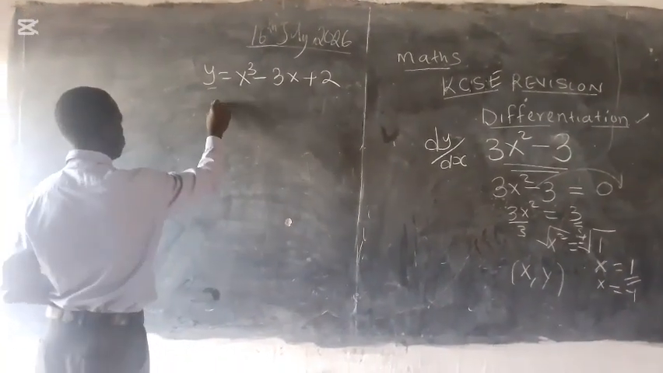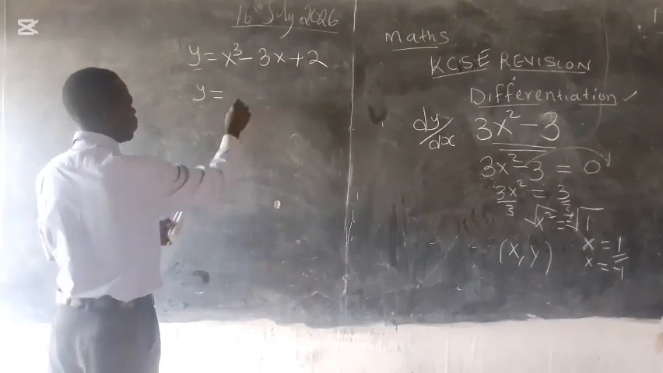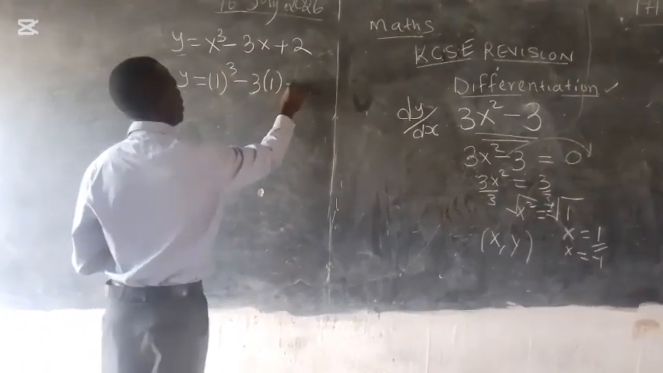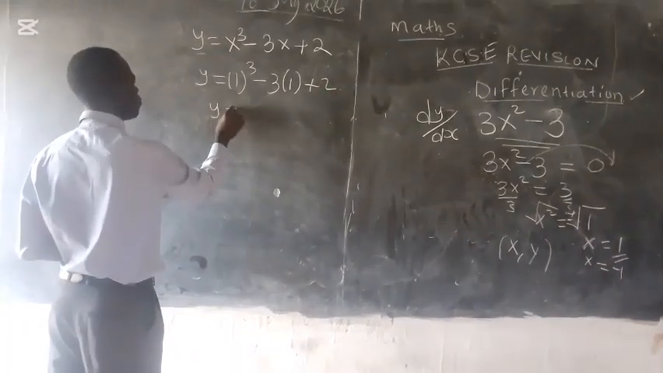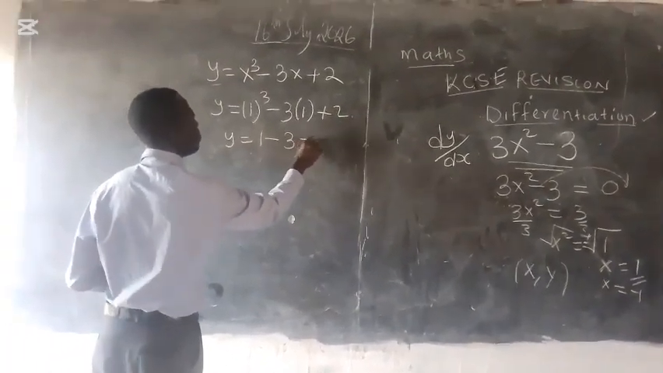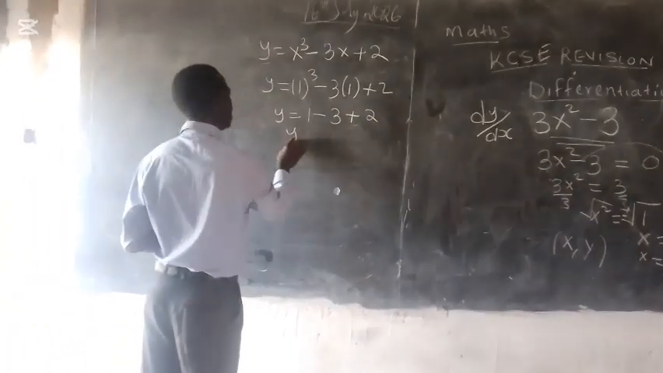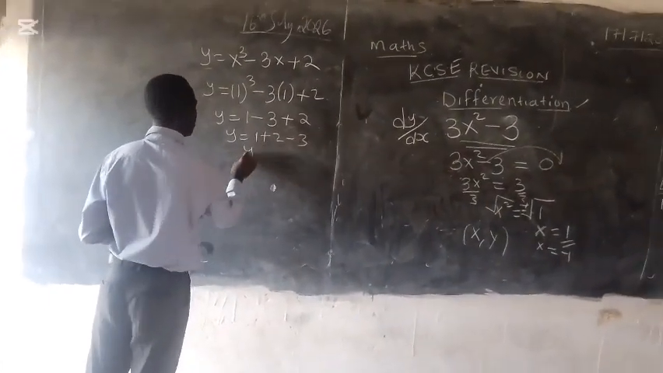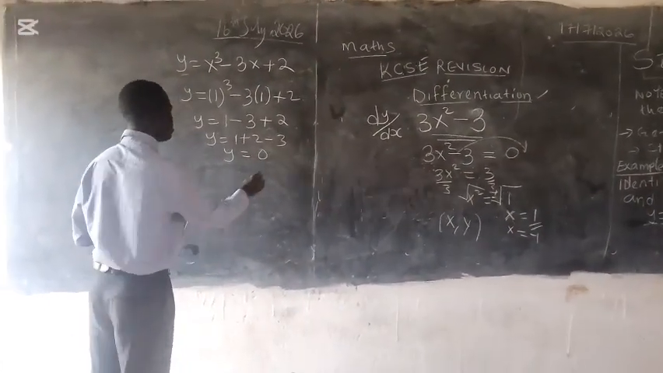So y equals, when x is 1, 1 cubed minus 3 into 1 plus 2. So y equals 1 minus 3 plus 2. So y equals 1 plus 2 minus 3. So y equals 0. That's the first value of y.